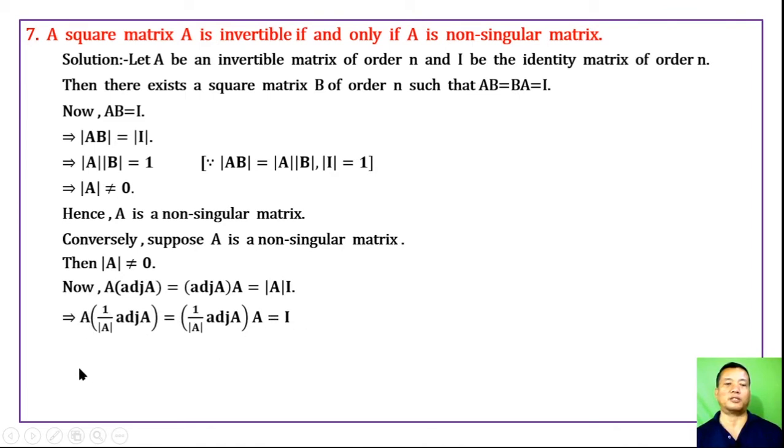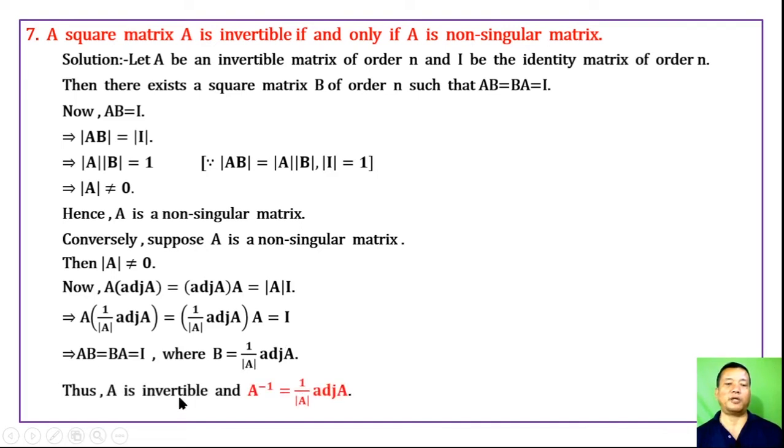we get the bracketed expression, call it B, that is B equals 1 by determinant of A into adjoint A. We have A B equals B A equals I, so B is A inverse. Thus A is invertible and A inverse equals B. Hence the rule is proved.